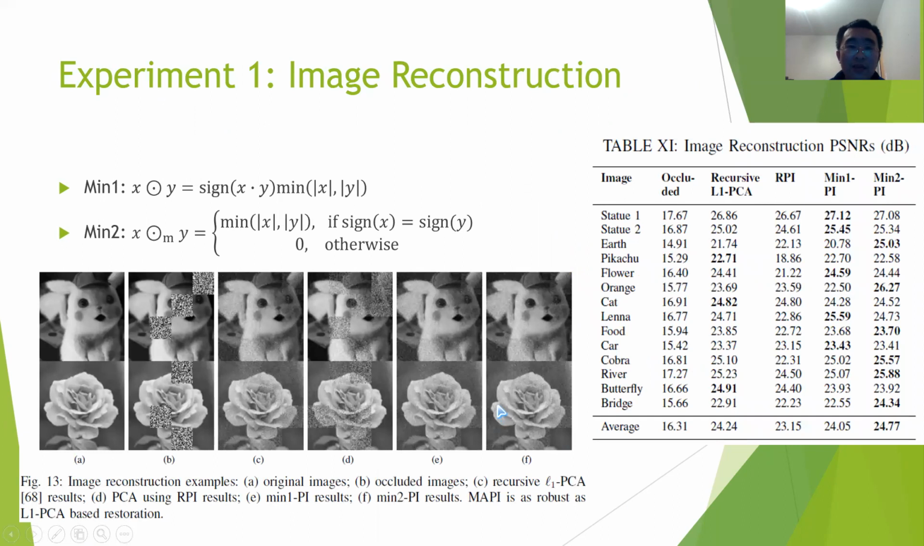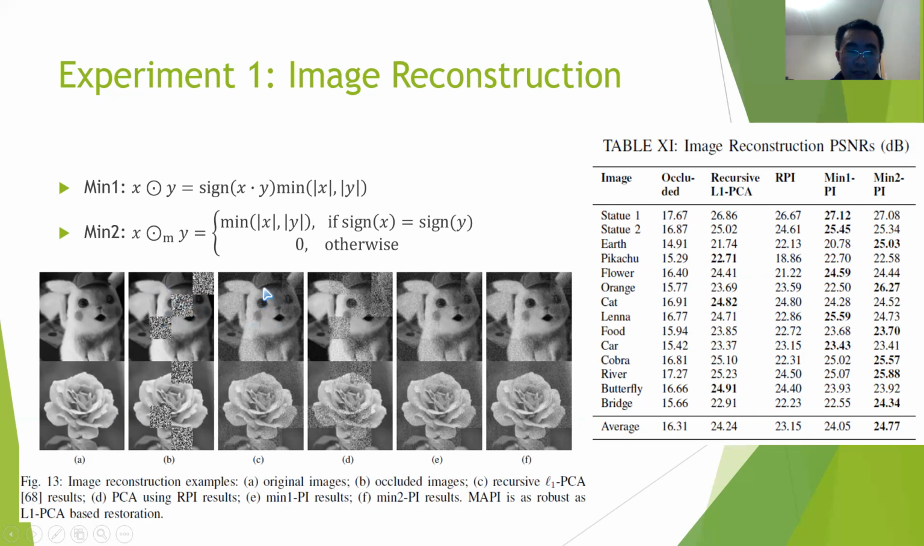Now let's talk about the experiments. So the first experiment is the image reconstruction. It follows the recursive L1 PCA paper in its section 6.8. For example, here in this Pikachu, we want to reconstruct the image A, but we don't have it. What we have is 10 occluded images like B. So we have different noise patches in the 10 images. And we want to reconstruct the original image from these occluded images.